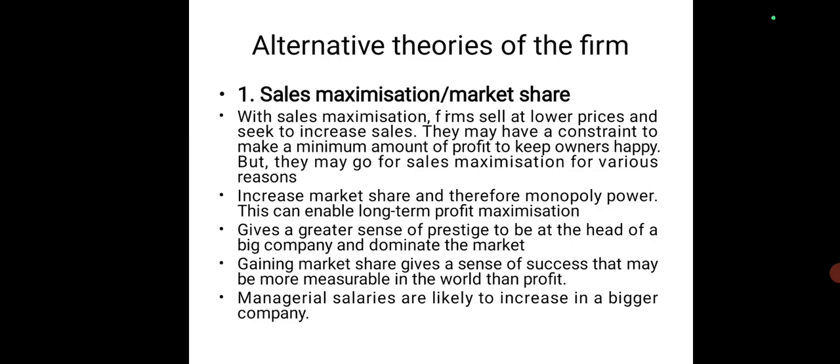It consists of a number of things. First of all is sales maximization, or market share. With sales maximization, firms sell at lower prices and seek to increase sales. They may have a constraint to make a minimum amount of profit to keep owners happy, but they may go for sales maximization for various reasons.